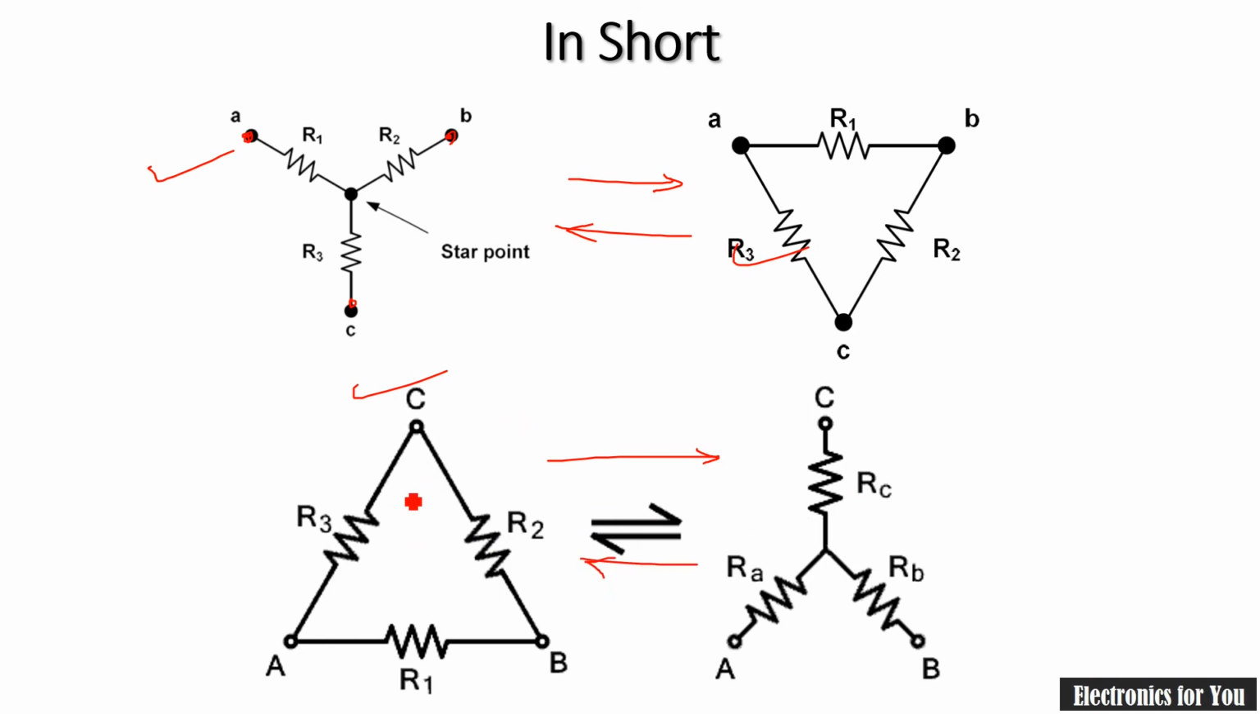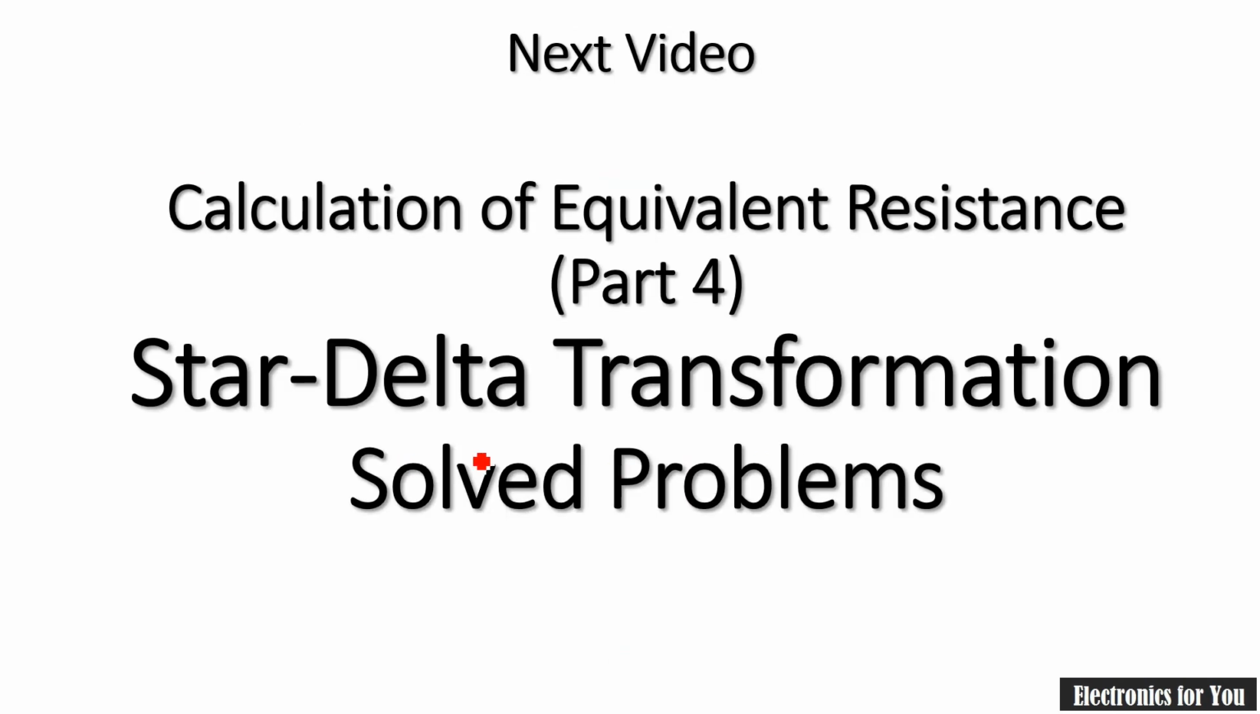So here you can see that the point C was over here and it will remain as it is, and AB is at this position and will remain as it is. Only the equivalent formulas will differ. In the next video I will explain some problems of star delta transformation, so keep watching.